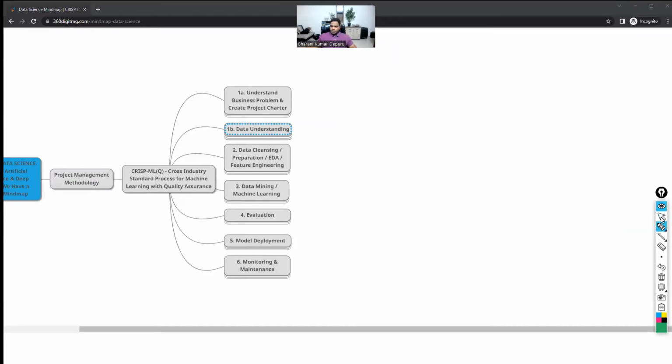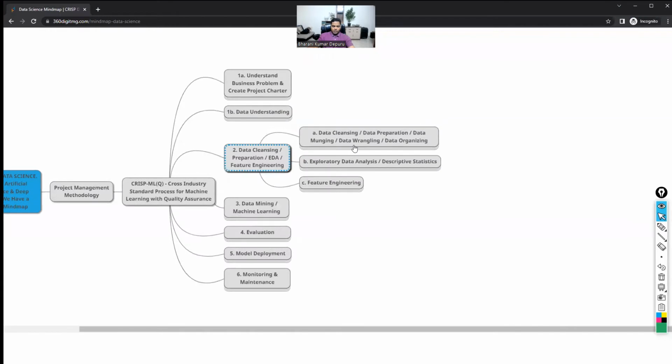Here, phase 2 of CRISP-ML(Q) happens to be data cleansing, which is also called data preparation, data munging, data wrangling, or data organizing. There is also another name, which is data pre-processing. These are the various names provided for this phase 2 of CRISP-ML(Q).